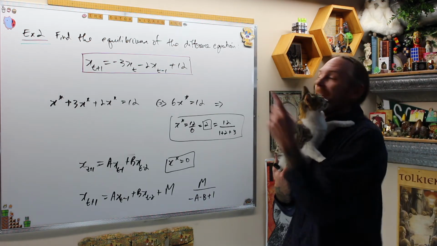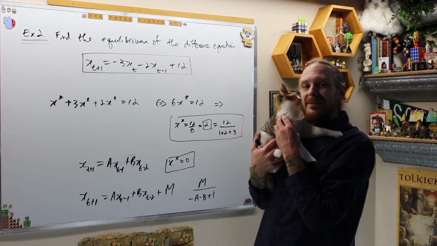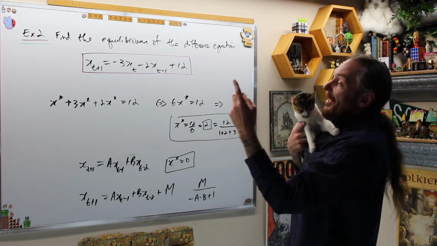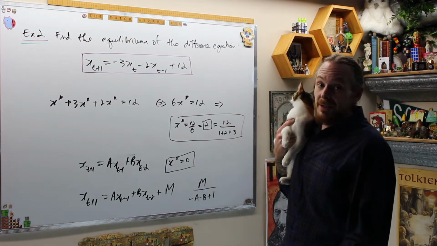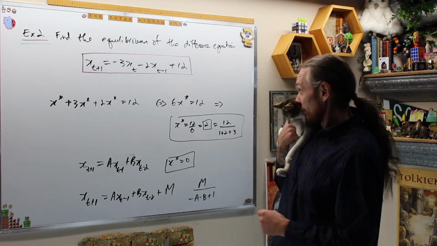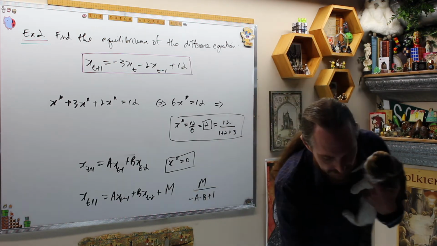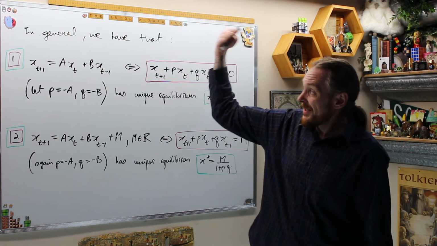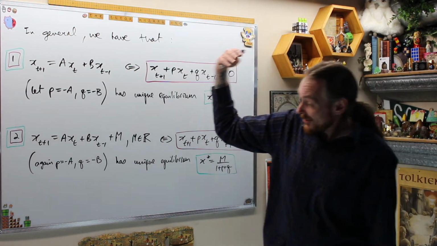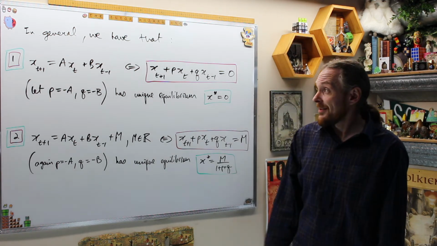So from example 1 and example 2, let's give the general form of the two linear constant coefficient second order difference equations we're going to discuss stability of today. Example 1 and example 2 are going to be just specific examples of these two cases that we're going to discuss in this video.